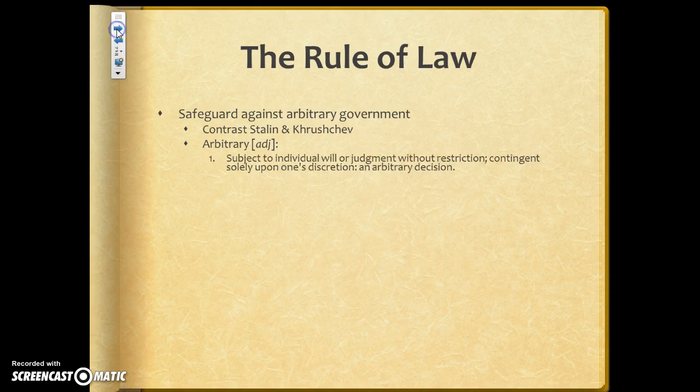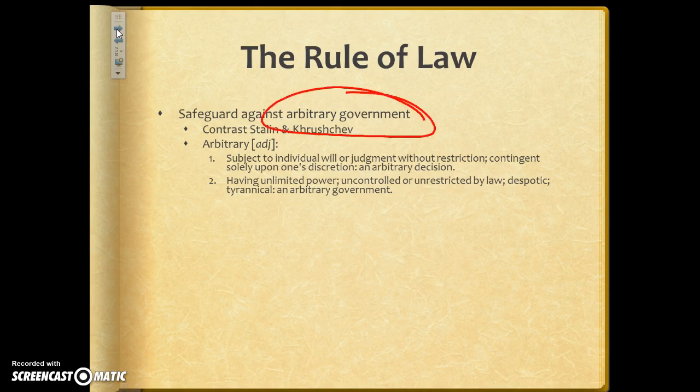Now, what is the rule of law? The rule of law says that all laws apply to all people at all times, and that is a safeguard against arbitrary government. And arbitrary, of course, means basically making it up as you go along. If you have the rule of law, the government cannot simply change the rules as it sees fit.